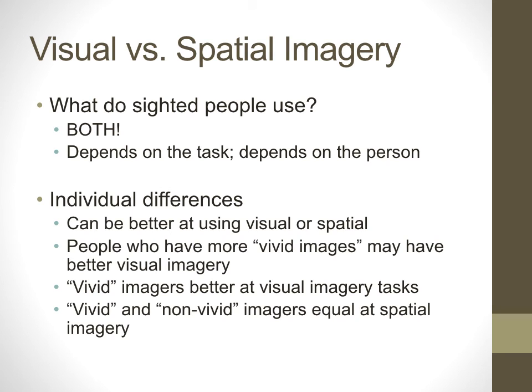You can also see that some people are better at using visual or spatial. It depends on the person. Some people are better at depicting vivid images and they have better visual imagery, and some people are better at turning objects and doing mental rotation. It really depends upon you and your unique brain.